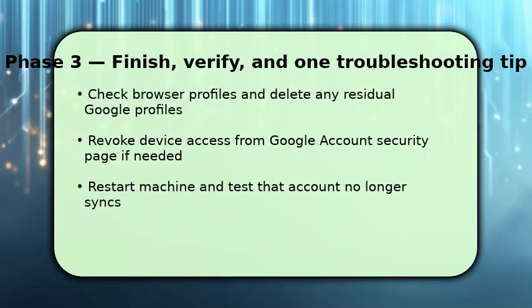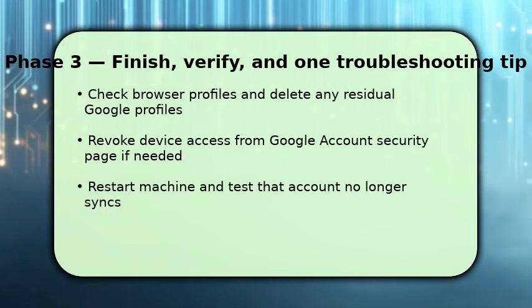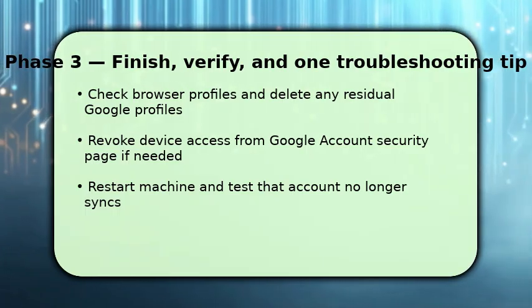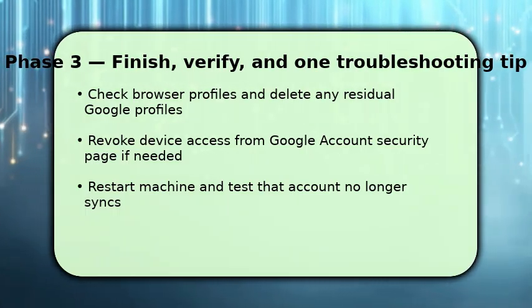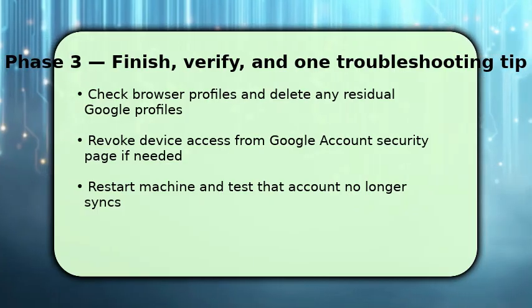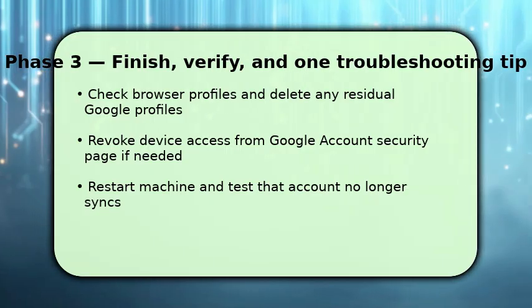Finish by checking for leftover browser profiles and removing any that still show the Google account. This clears cookies and local sync data. If the device still appears linked, sign into your Google account on another device, go to Security, and revoke this computer's access. This forces token invalidation.